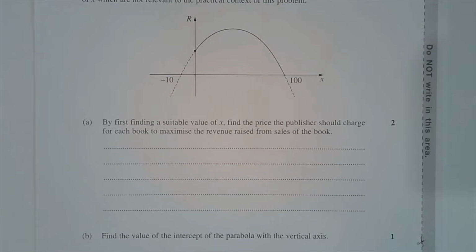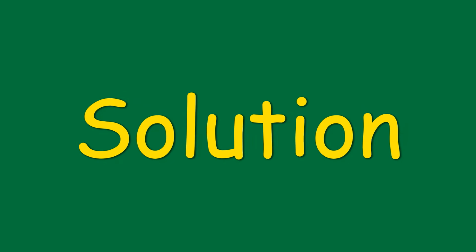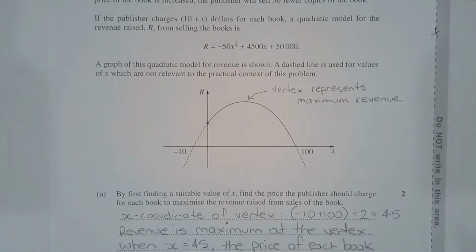Part A. By first finding a suitable value of x, find the price the publisher should charge for each book to maximize the revenue raised from sales of the book. This is a concave down parabola where the vertex represents maximum revenue. The x-coordinate of the vertex is found by taking the average of the two x-intercepts, so the average of negative 10 and 100. So (negative 10 plus 100) divided by 2 equals 45.